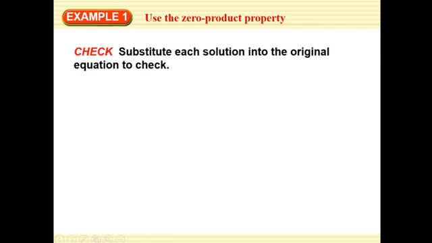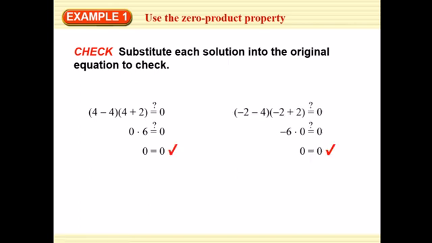So how you check the solution is to substitute into the original equation. So just like I did on the very first slide, you would substitute in those values for x. So 4 minus 4 times 4 plus 2, I get 0 times 6, which does equal 0. And then I do the exact same thing for negative 2, and that would confirm that both of those solutions would produce a 0 equals 0. So those are my two solutions for x, for sure.